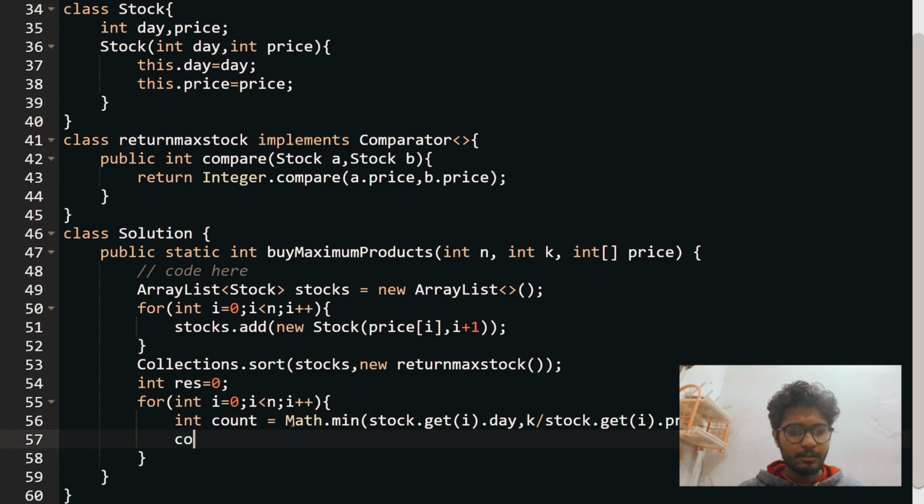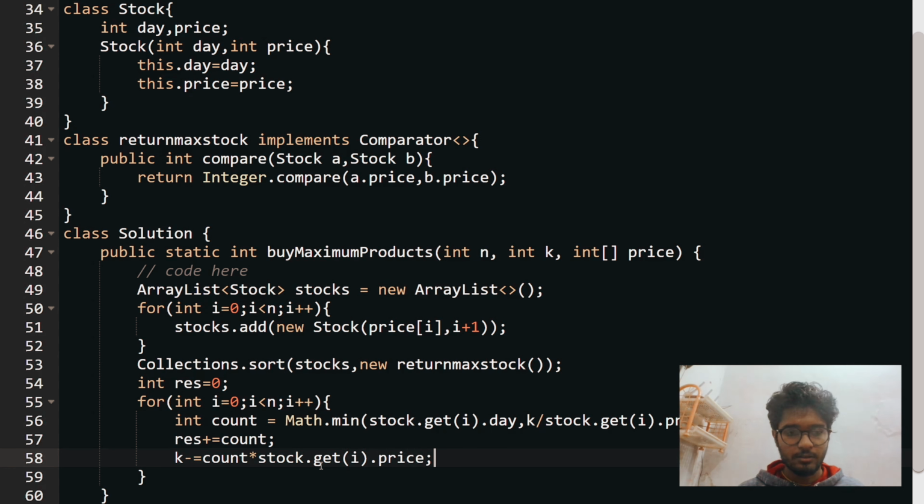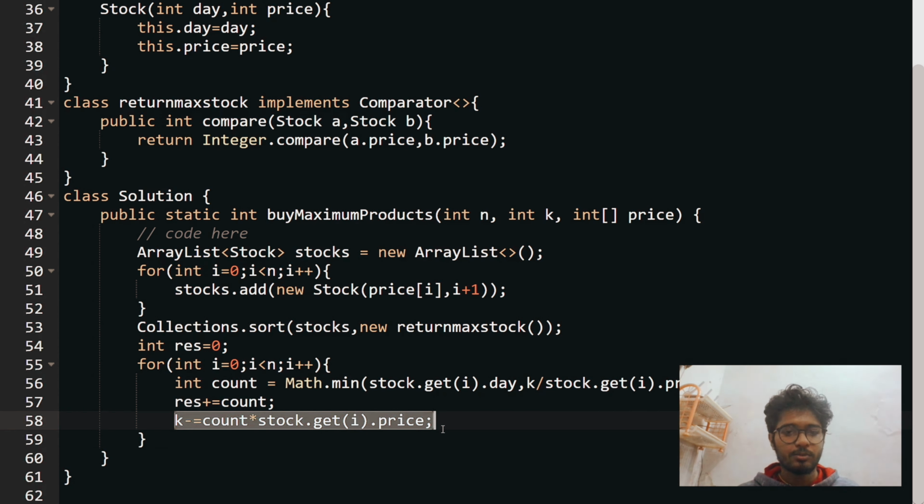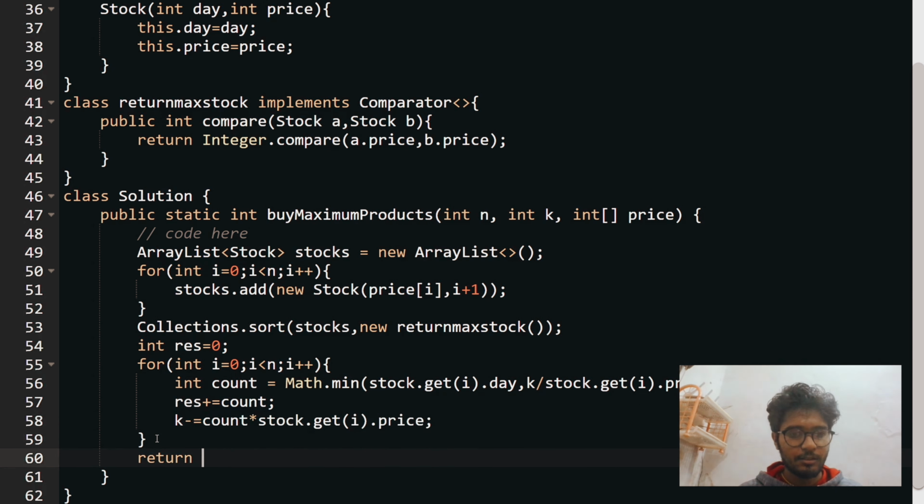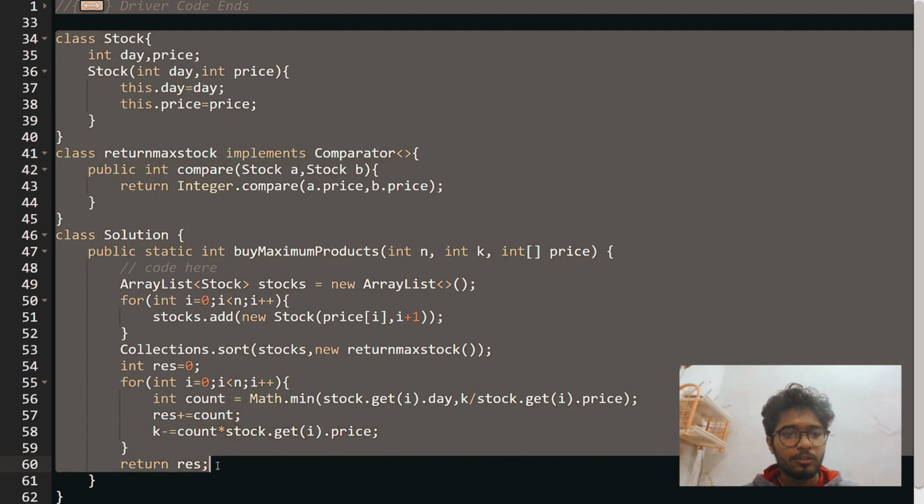Now we have to add it to our result, and at last we will deduct the cost of buying count number of stocks from our balance amount. So count is the number of stocks we have bought, and the price is stocks.get(i).price. So it will deduct and store the available balance. At last we have to return our result. So this is all about the code.